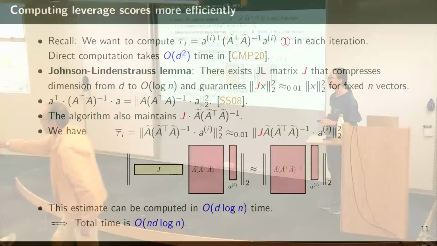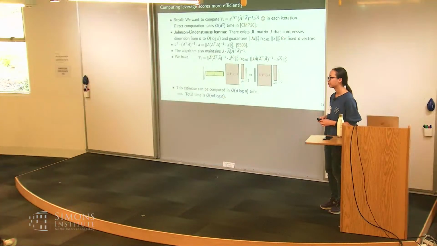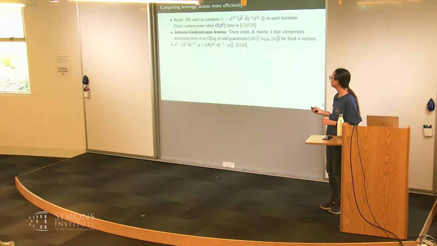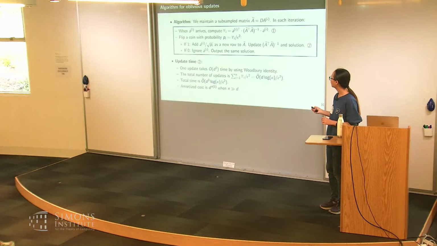I think I'm just not getting it, but do you update the matrix that you use to compute these upper bounds on the leverage scores, or is it A0 all the time, or do you update it? You do update it.